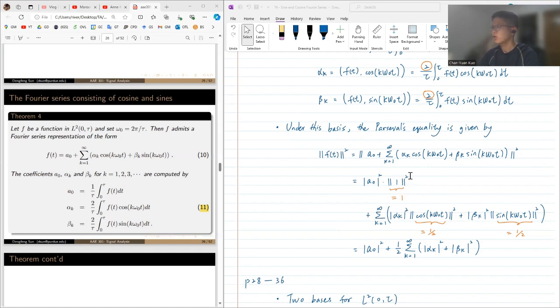And here, the squared norm of 1 is going to be 1, and the squared norm of cosine of k omega naught t is equal to 1/2. And also the squared norm of sine of k omega naught t is also equal to 1/2. So that's why in the end, we will have the total power of f equals the square of the absolute value of a naught plus 1/2 times the summation of the square of the absolute value of alpha k plus the square of the absolute value of beta k, and k is from 1 to infinity.